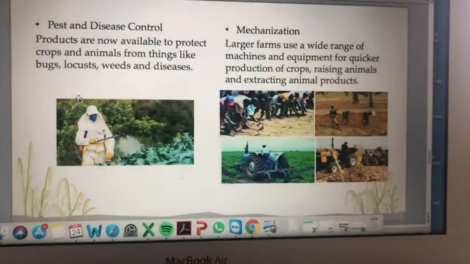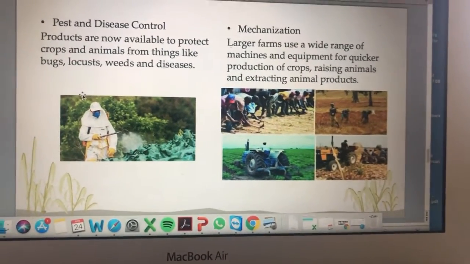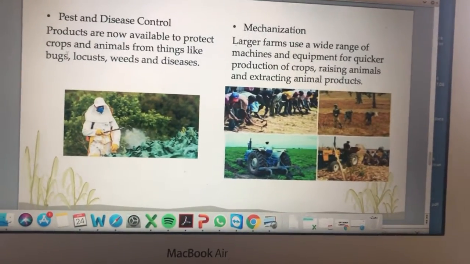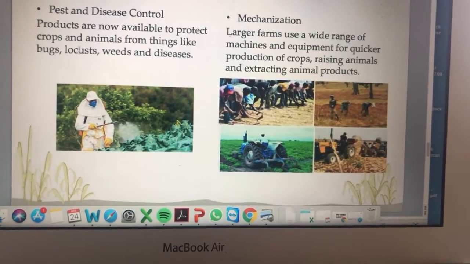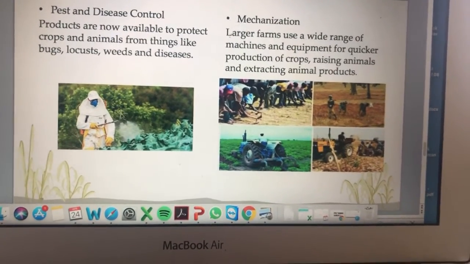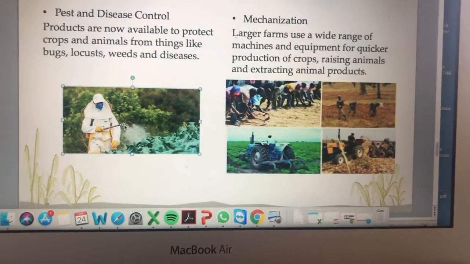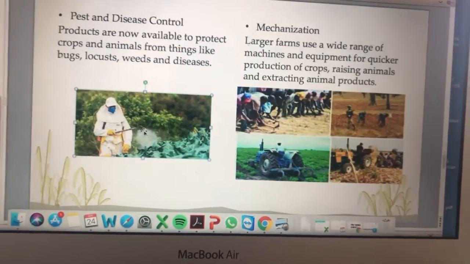Pest and disease control. Now, it used to be many years ago that lots of crops were lost due to diseases or pests, and this is still going on now as well. So the price of food has gone up because of many locusts this year. Okay, so what can we do to control this? You put on these sorts of pesticides to reduce that.